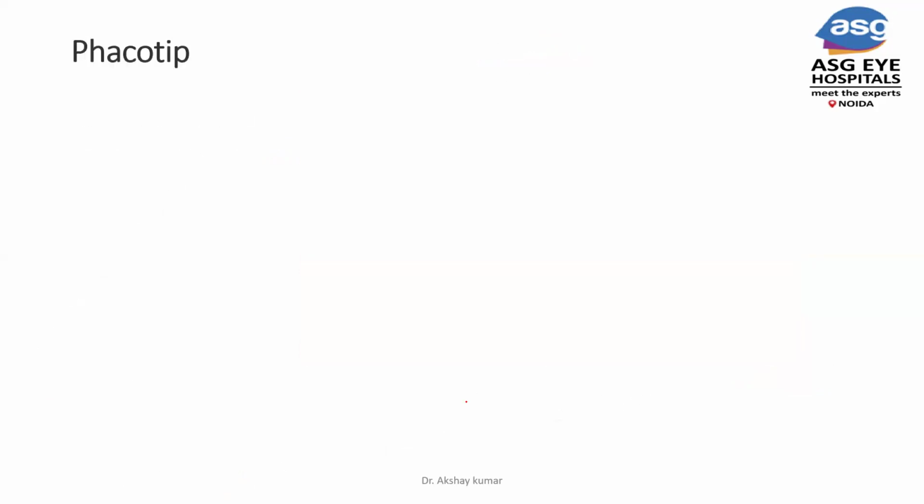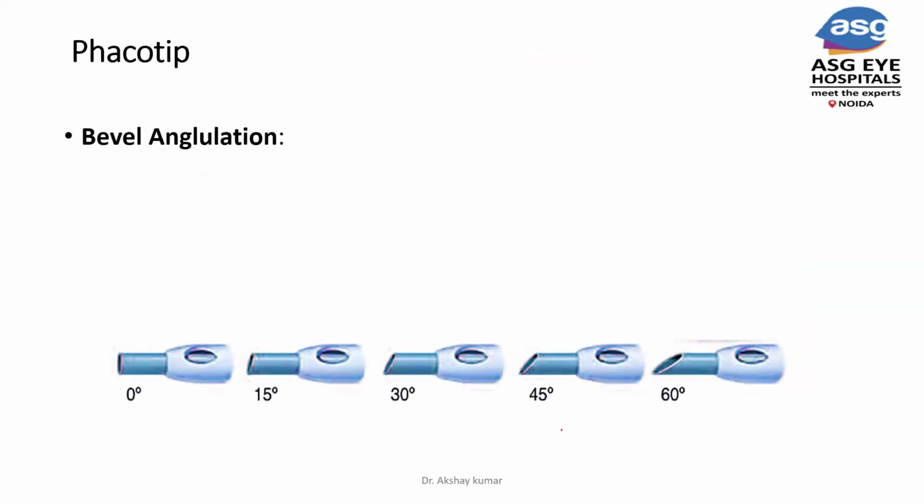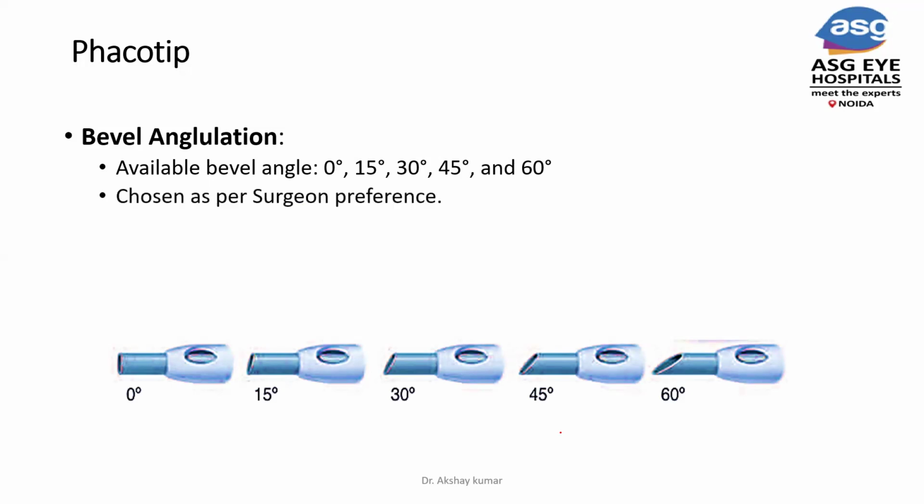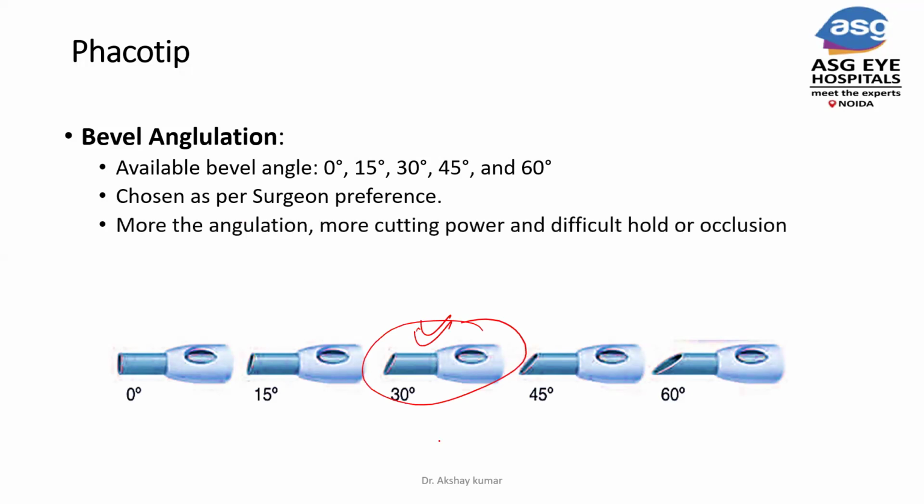Now the important aspect, I think it is a very important aspect fellows need to know. Phacotip has many angulations available: 0 degree, 15 degree, 30 degree, 45 and 60 degree. Although it is chosen as per the surgeon's preference, the most commonly used is 30 degree. So the basic principle is, the more the angulation, the more the cutting power.